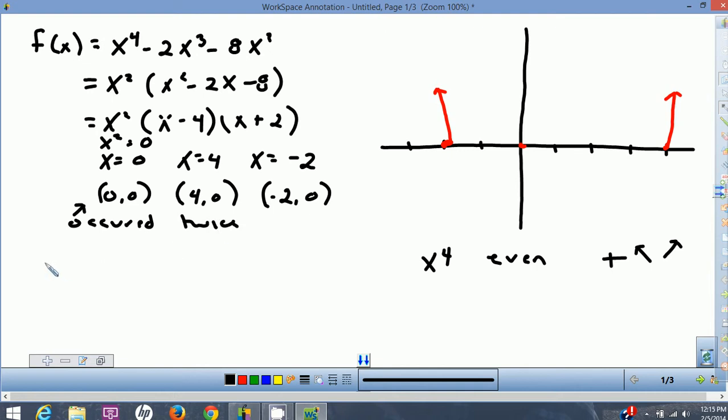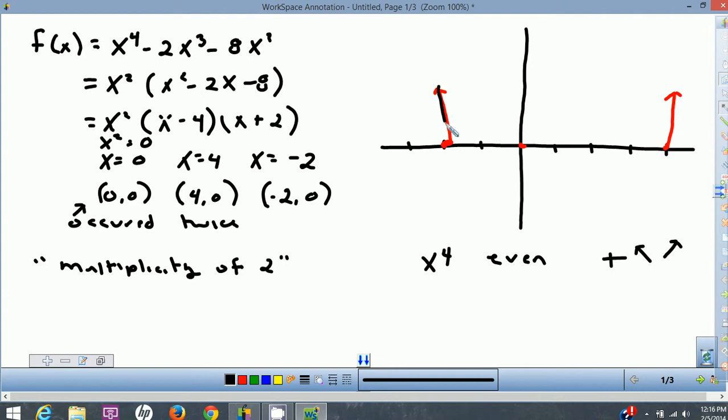We say that this means that it had a multiplicity of 2. That means I had the same factor set equal to 0 2 different times. Well, that's kind of important. Factors which occur an even number of times don't cause us to go through the x-axis, but cause us to bounce off of the x-axis.